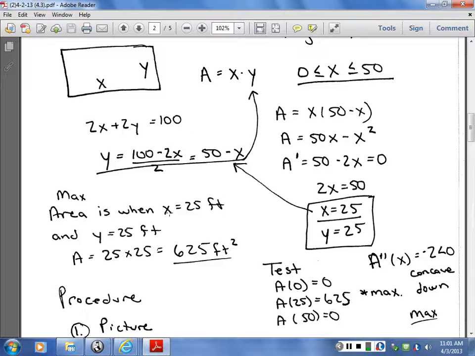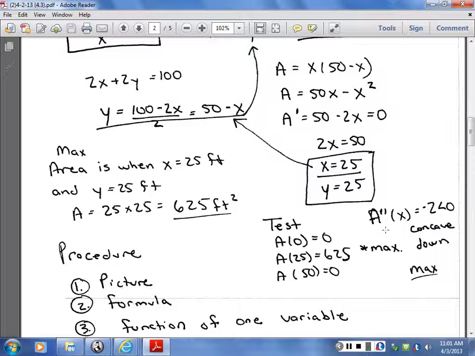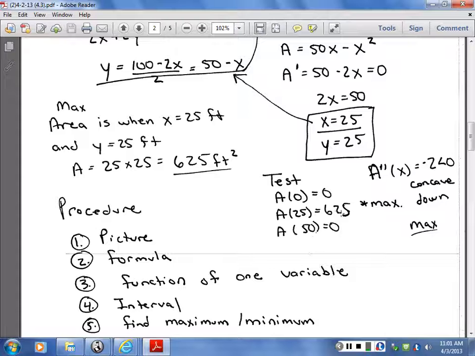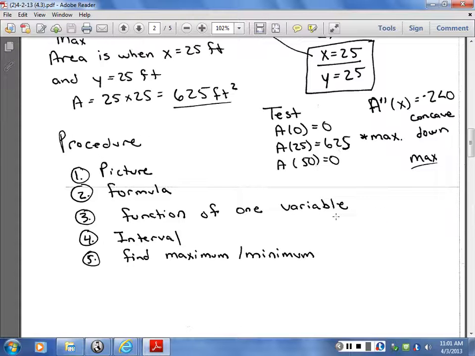I have two methods of testing to see if it is a true maximum or a true minimum. I can do the second derivative test, find out it's concave down, so that point is going to be a maximum. Or I could do testing the endpoints and also testing the critical point, finding out that this is a maximum. The procedure we talked about for any type of problem on here, you're going to draw a picture.